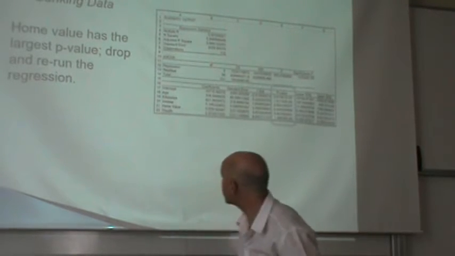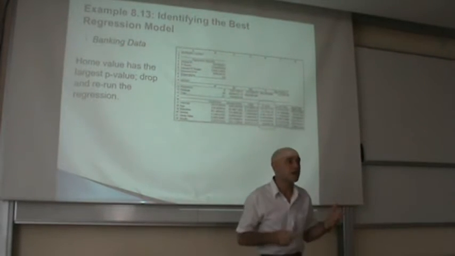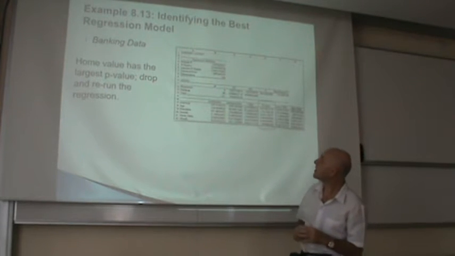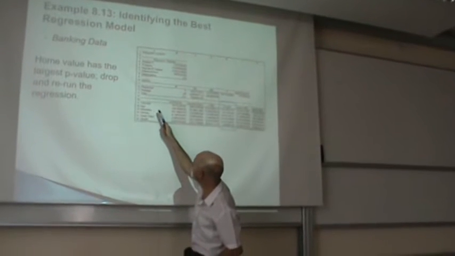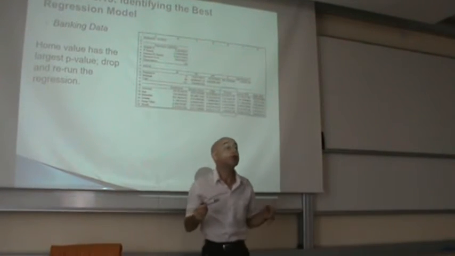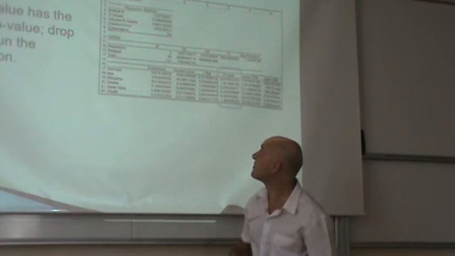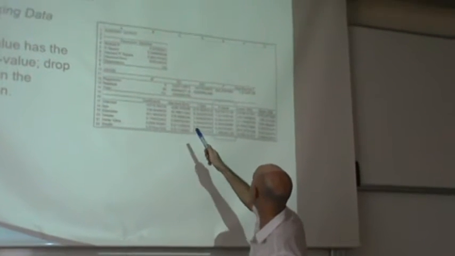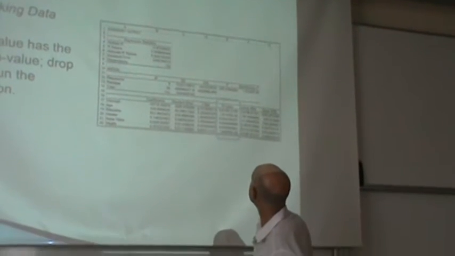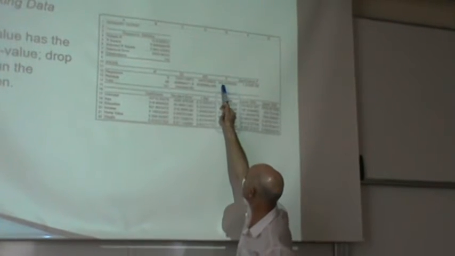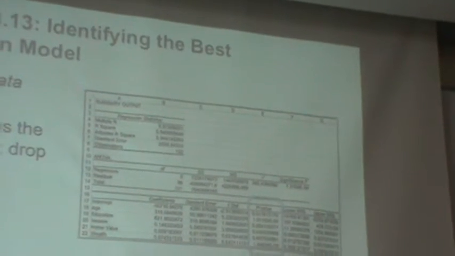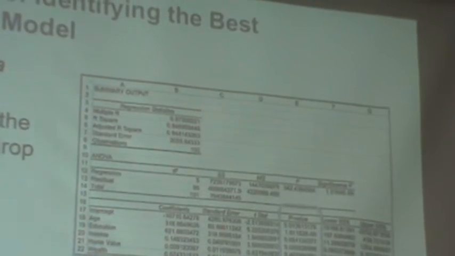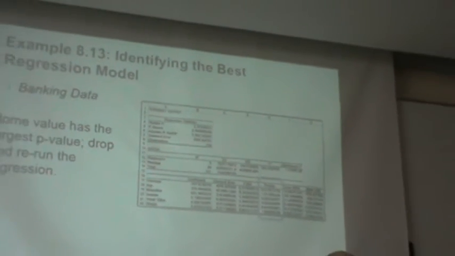Identifying the best model. Well, here's an example, the banking data. You have age, education, income, home value, and wealth. You run the whole test. You run the ANOVA, and ANOVA tells you that the F is extremely high and that the model overall is highly significant. Now you look at each separate variable.